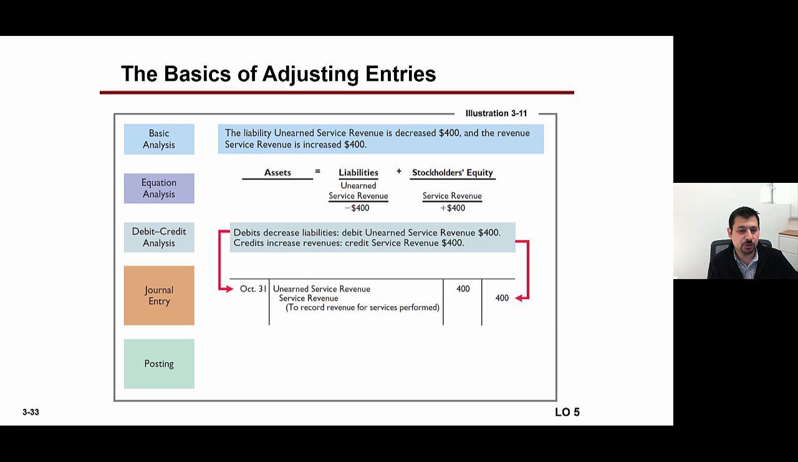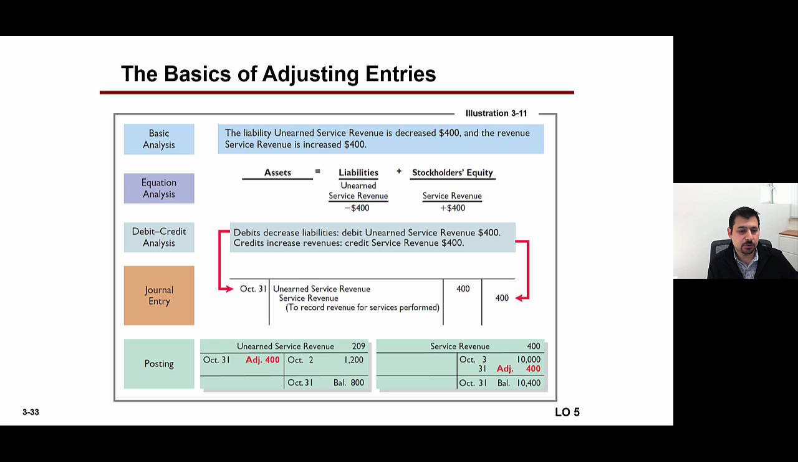Once we make the adjusting entry, and this is to record revenue, the explanation would be to record revenue for services performed. The analysis would be unearned service revenue was debited 400, service revenue was credited 400. As you can see also with the adjustments, the amounts for debits and credits are once again equal.